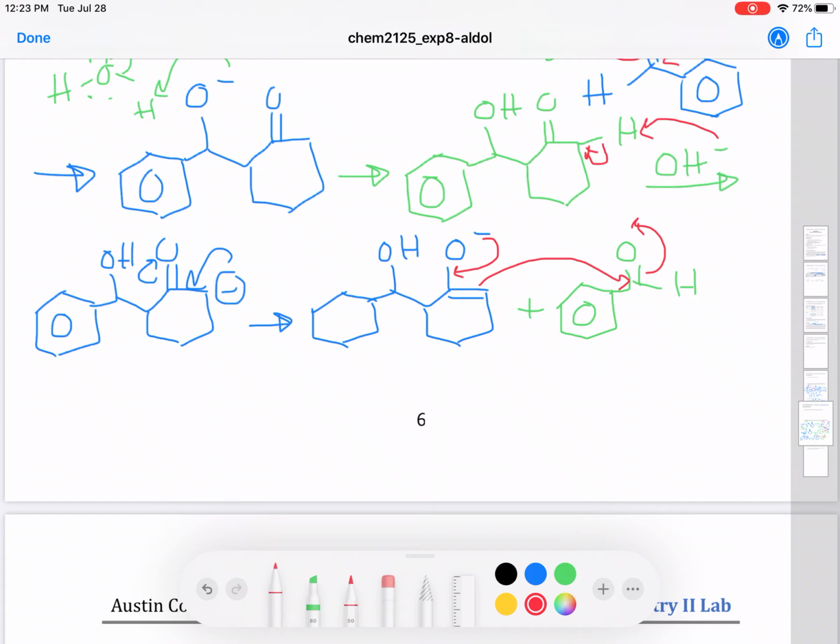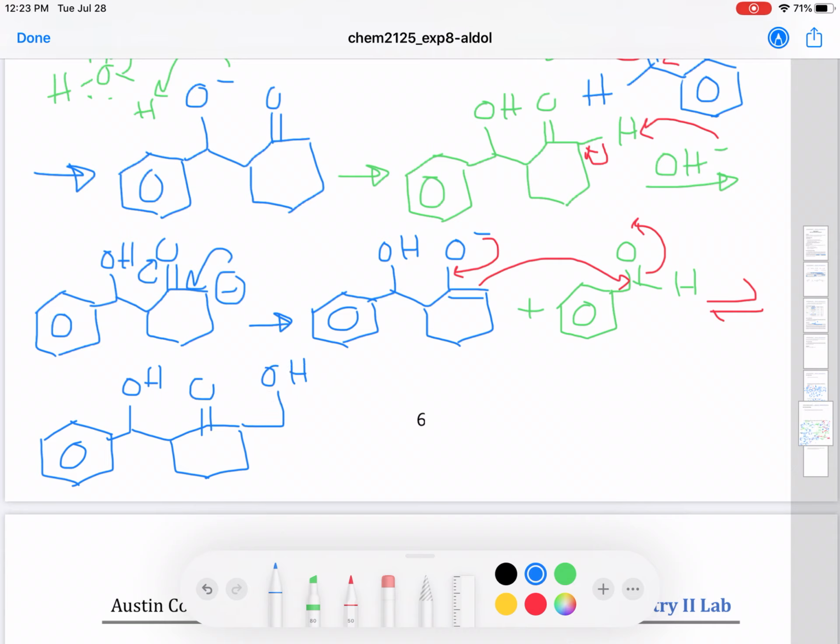When you draw these things on the paper, you should be able to draw it more nicely. Okay, so we will get this product. Oh, I forgot to put the benzene ring, OH. Now we have a beta hydroxy ketone as the product.